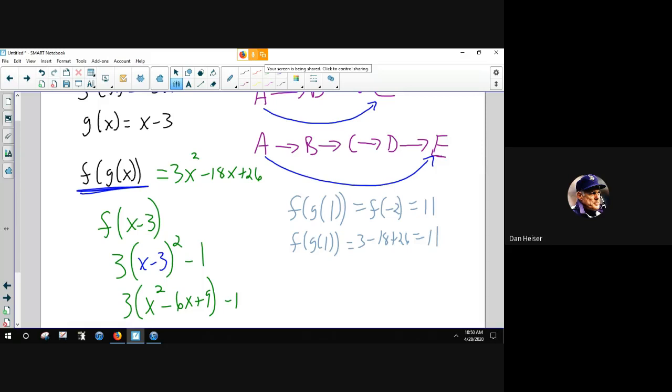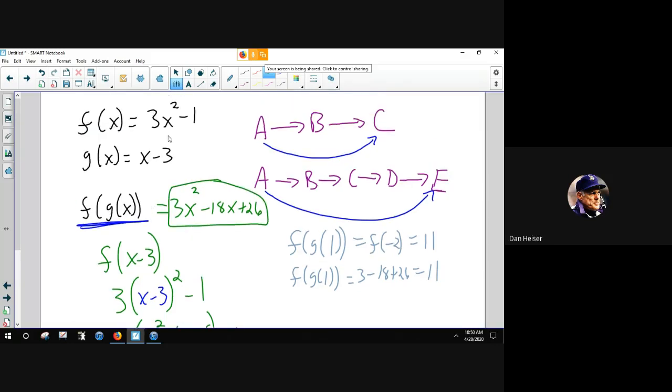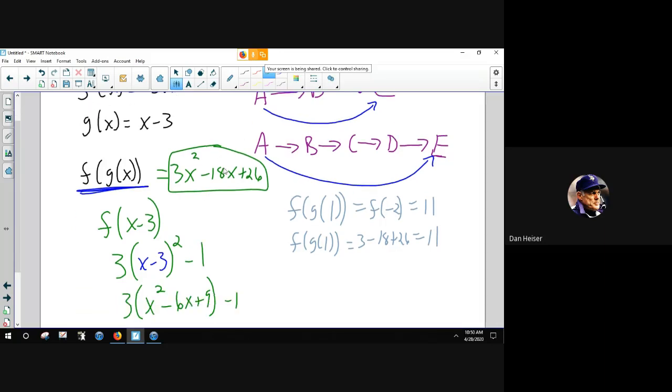This formula is one function that does the work of both of these at once. It lets you go from here straight to here. And this is going to be a powerful concept for you to learn. Taking multiple functions and condensing them down into one function. That is something you also need to become an expert at.